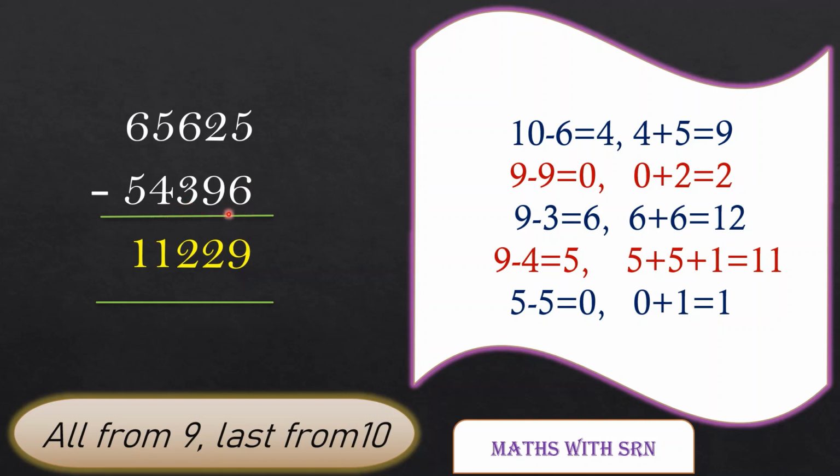In this particular case with a carry forward: 10 minus 6 is 4, 4 plus 5. 9 minus 9 is 0, 0 plus 2. 9 minus 3 is 6, 6 plus 6 is 12, and 1 is carried. 9 minus 4 is 5, 5 plus 5 is 10, 10 plus 1. Next, 6 minus 1 is 5, 5 minus 5 is 0, 0 plus 1 is 1. So this is very easy, I think.